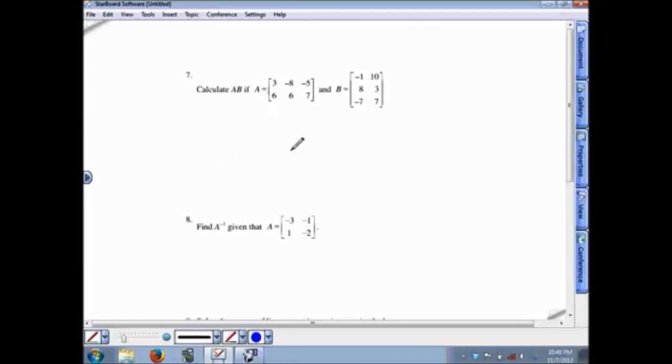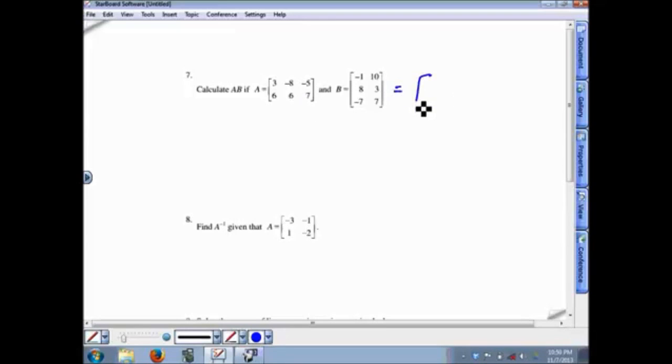Okay, multiplying two matrices. First we need to check that the multiplication is possible. This is a 2 by 3 matrix. It has 2 rows, 3 columns, so 2 by 3. This has 3 rows and 2 columns, so it's a 3 by 2. The inner dimensions have to match, so this multiplication is possible. The outer dimensions, 2 and 2, are what this is going to result in.